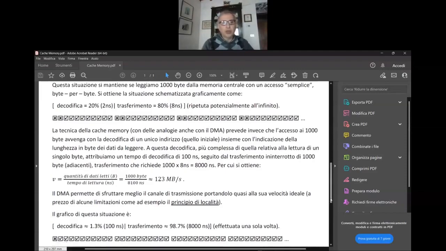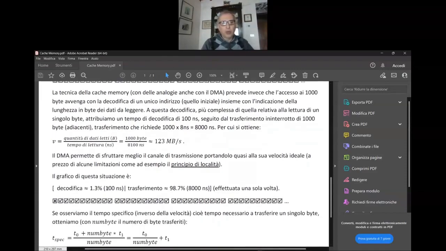So in this situation, we have a decoding process that takes about 100 nanoseconds, which is 1.3% of the total time, and a transfer, therefore, a very high payload of 98.7%. At this point, the graphical representation can be different. We have a peak, a time that is small in relation to the total time, and a quantity of data transferred that occupies almost entirely the time of the transfer, that is the transaction part. The dead time is almost negligible.